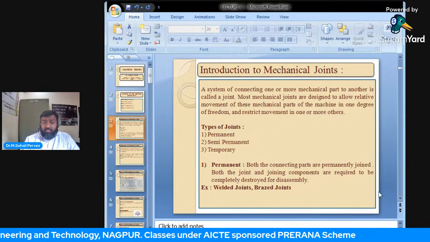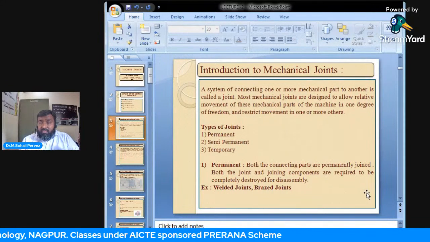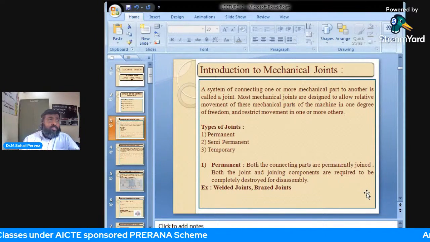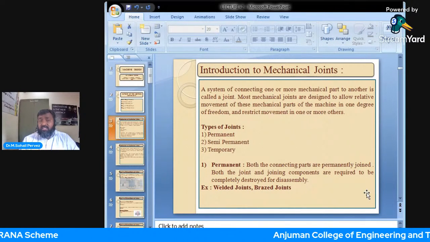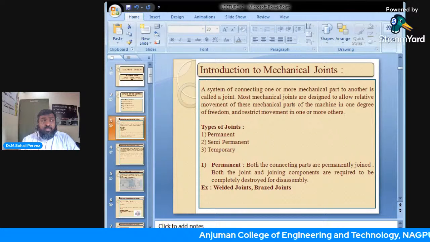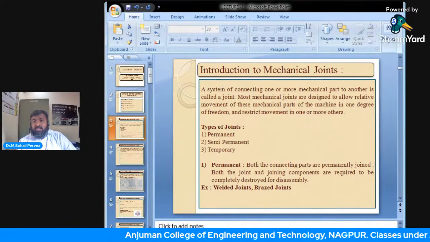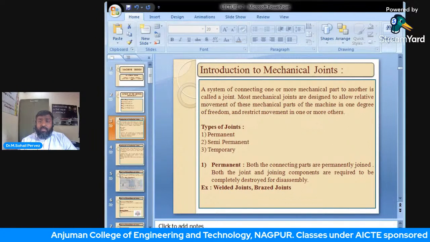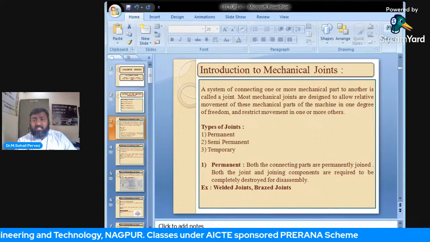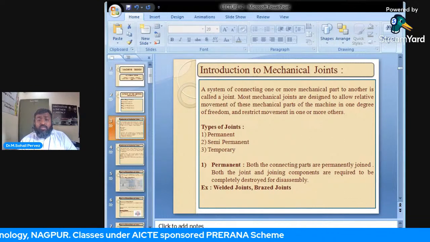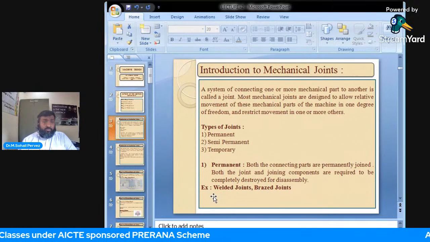For example, nut and bolt. This is one of the joints. Welded, this is one of the joints. Then rivets, one of the joints. Since these joints are very much known to us, in engineering design they are classified as permanent joint, semi-permanent joint, and temporary joint.